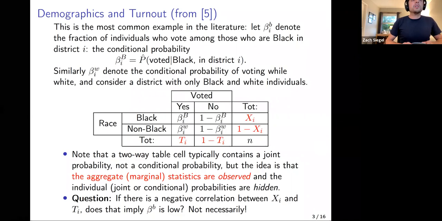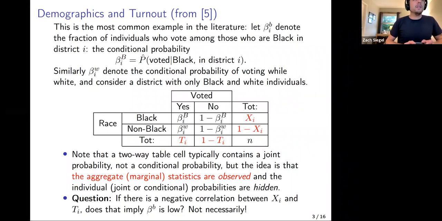It turns out that just looking at the correlation between those marginal quantities over different regions, different aggregations, you can't necessarily derive the conditional or joint probabilities or parts of the distribution. We'll see more on that later. But first, I'm going to give a few more examples.